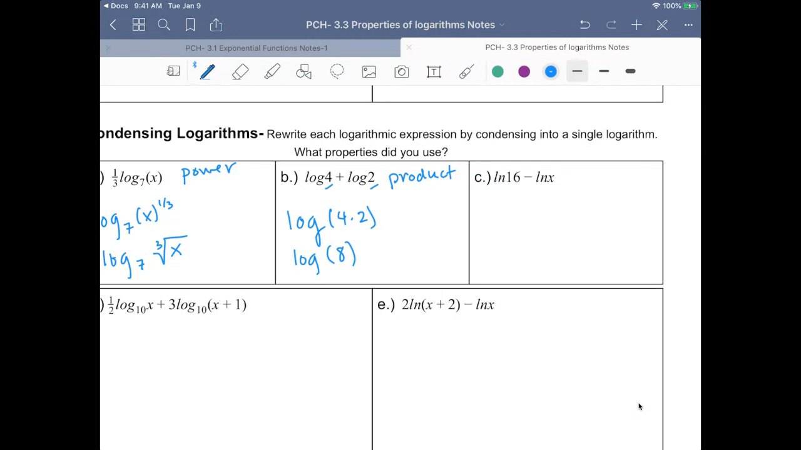Lastly, with the subtraction, same bases. What is the base again? Oh yeah, it's e. Okay, so we're going to use the quotient property here. So I have the ln of 16 over x. Can I simplify that? No, we're done.